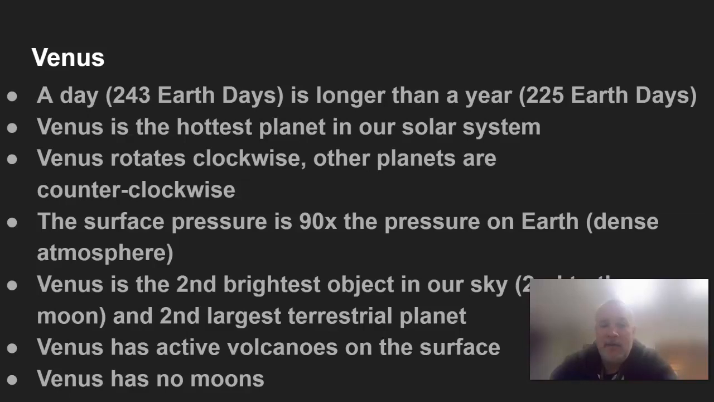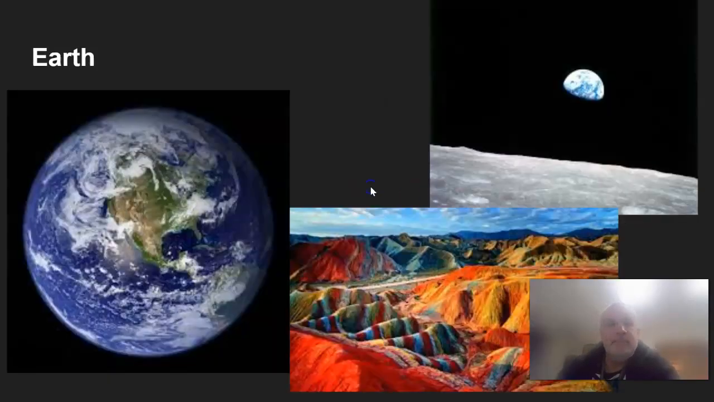It has active volcanoes, but no moons. So there are actually volcanoes on the surface that do erupt, but there are no moons around Venus.